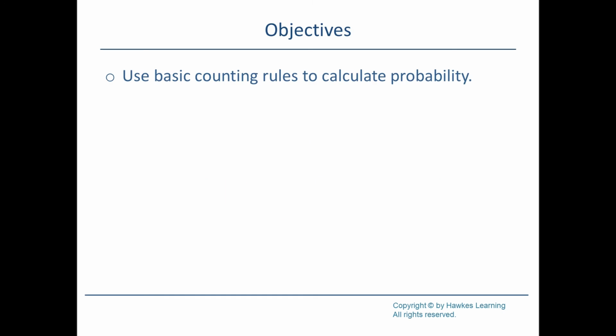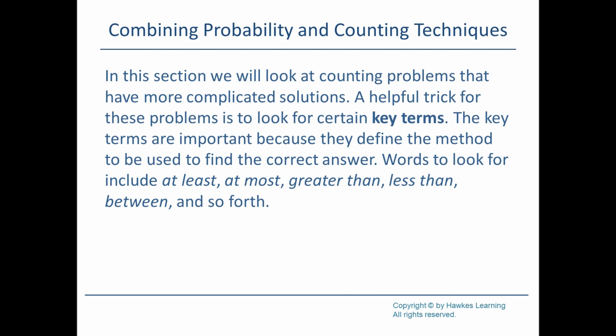So we're going to use the basic counting rules to calculate probabilities. In this section, we'll look at counting problems that have more complicated solutions than just one over the total number of possibilities. A helpful trick for these problems is to look for certain key terms. The key terms are important because they define the method to be used to find the correct answer. Words to look for include at least, at most, greater than, less than, between, etc.